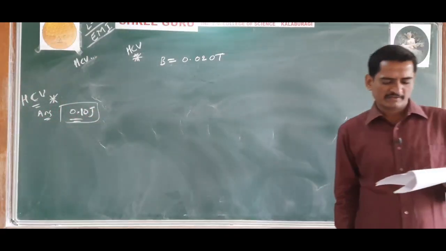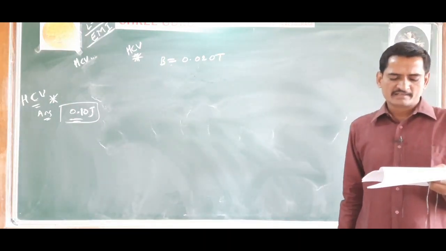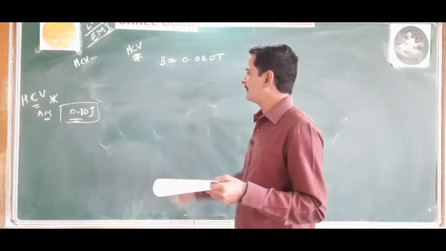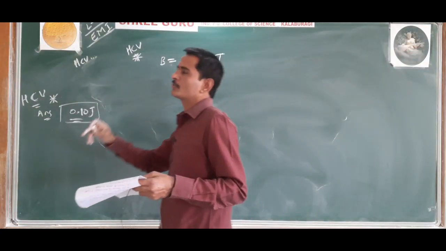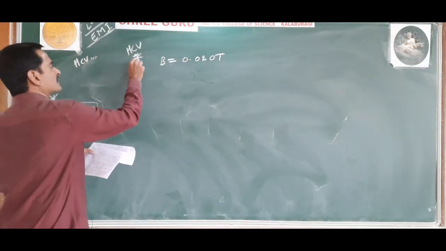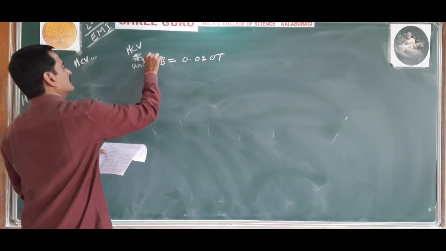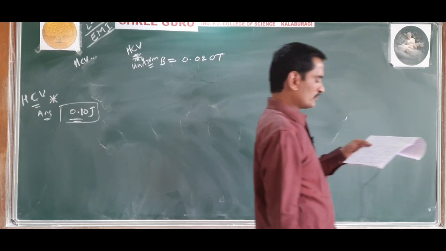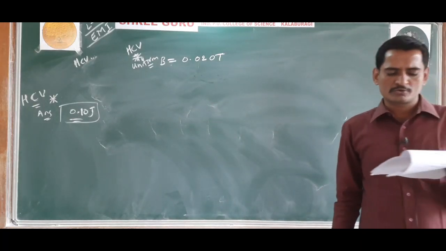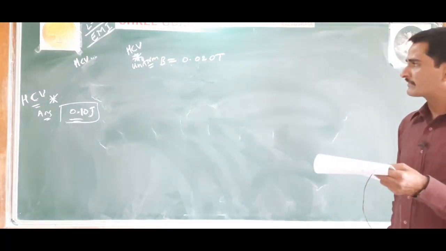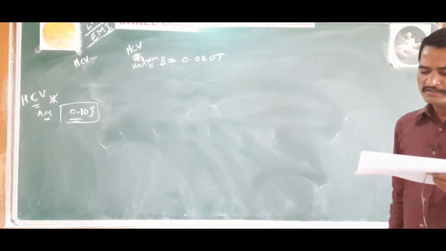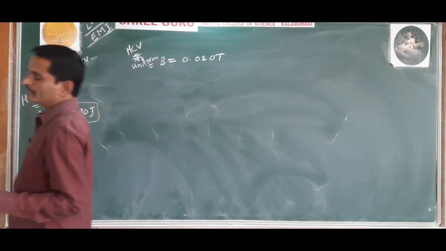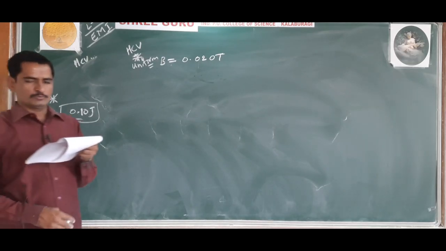Once again I will tell. A conducting circular loop is placed in a uniform magnetic field. Uniform means constant. Uniform magnetic field, B is equal to 0.020 Tesla, with its plane perpendicular to the field.